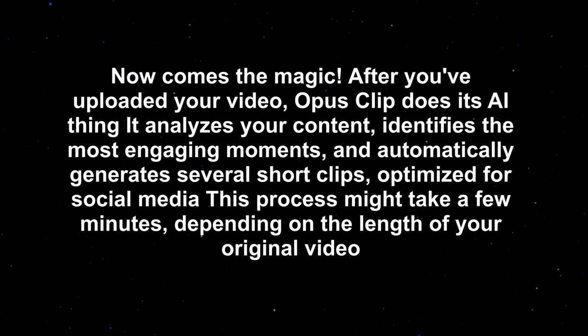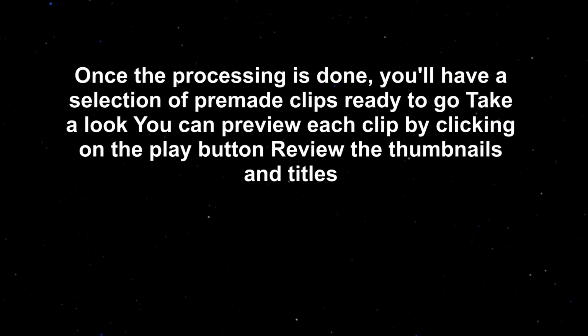Now comes the magic. After you've uploaded your video, Opus Clip does its AI thing. It analyzes your content, identifies the most engaging moments, and automatically generates several short clips optimized for social media. This process might take a few minutes, depending on the length of your original video. Once the processing is done, you'll have a selection of pre-made clips ready to go.